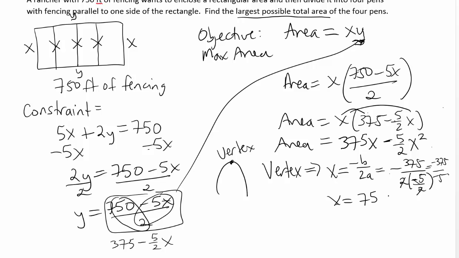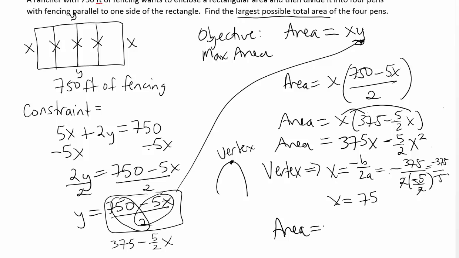So once you've figured out what your x is, make sure you look back at the original problem and figure out what it is that they are actually asking for. And typically in a problem like this, they're either going to ask for the dimensions, which would be both x and y, or they're going to ask for the area. And if we read our question here, it says find the largest possible total area of the 4 pens. So this one's actually asking us just for the area.